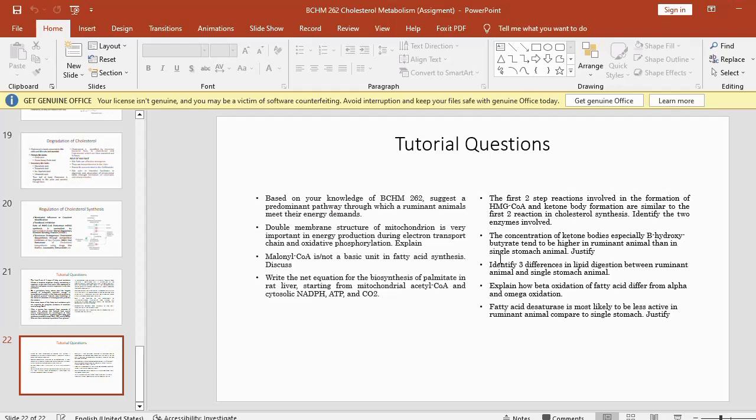That's why even diabetic individuals, at times when they are in diabetic situations, you feel this odor coming out from their body as a result of the accumulation of ketone bodies. Now the next question says: identify 3 differences in lipid digestion between ruminant animals and single stomach animals.